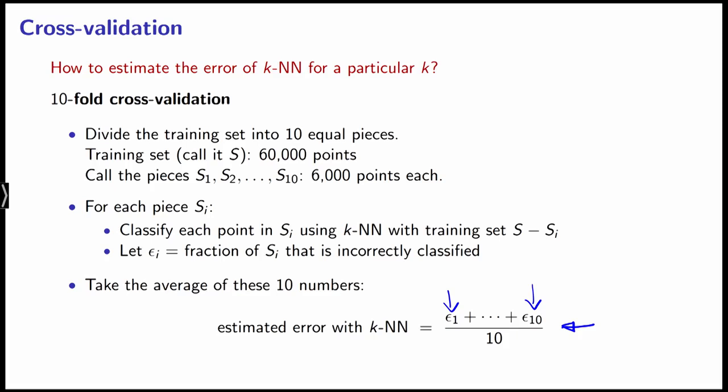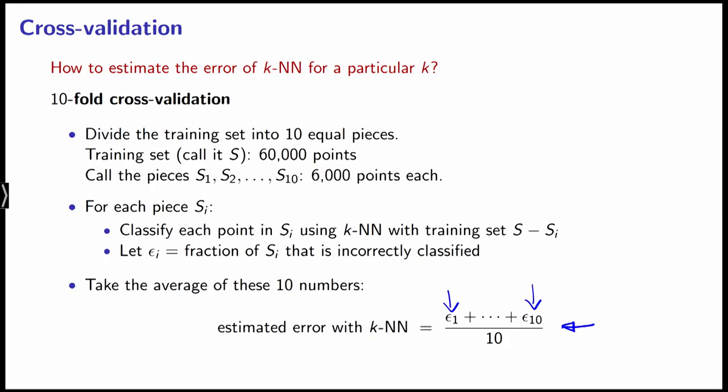Now, of course, we will want to experiment with multiple values of k. We'll try k equals 1, k equals 3, k equals 5, and so on. For each of these values of k, we'll run tenfold cross-validation, get an error estimate, and then pick the k with the lowest error estimate. And that's how we find the k in k nearest neighbor.